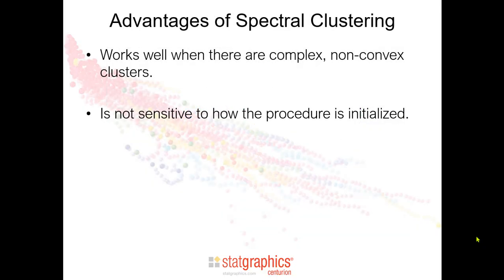There are two major advantages of spectral clustering. The first is that it works well when there are complex, non-convex clusters, such as in the data we've been looking at. Secondly, unlike some clustering methods, spectral clustering is not sensitive to how the procedure is initialized.